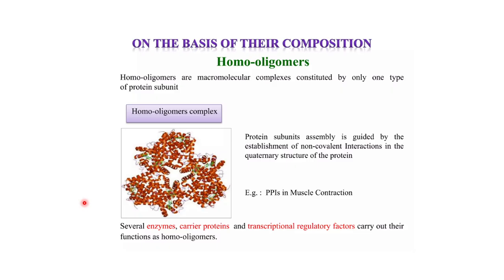Like, shortly we spoke about the homooligomers. So on the basis of composition, we are segregating them. Homooligomers are macromolecular complexes that are constituted by only one type of protein subunit. In protein oligomer complex assembly, the subunits are guided by different non-covalent interactions in the quaternary structure, like the interactions happening in muscle contraction. There are several enzymes, carrier proteins, and transcriptional regulatory factors, like I was mentioning, that carry out their functions as homooligomers.